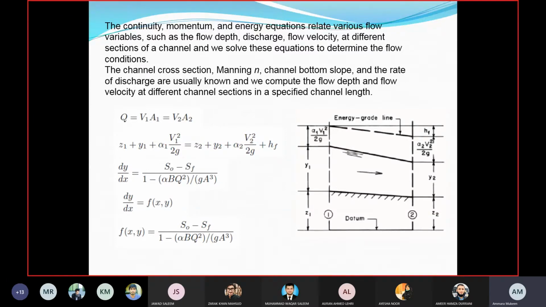The channel cross section, meaning the channel bottom slope, and the rate of discharge are usually known, and we compute the flow depth and flow velocity at different channel sections in a specified channel length.